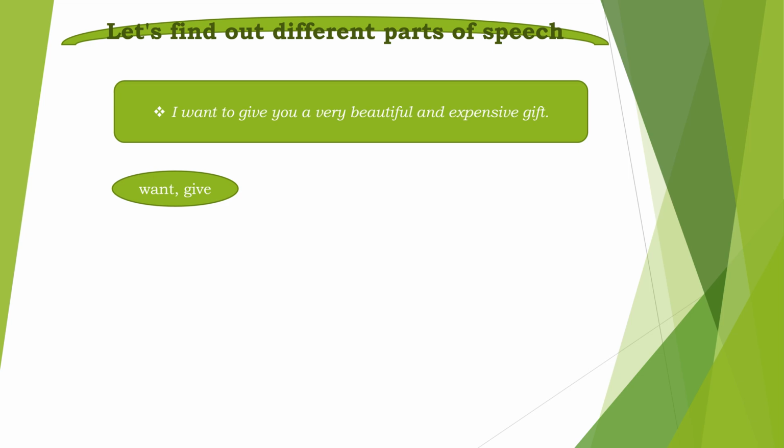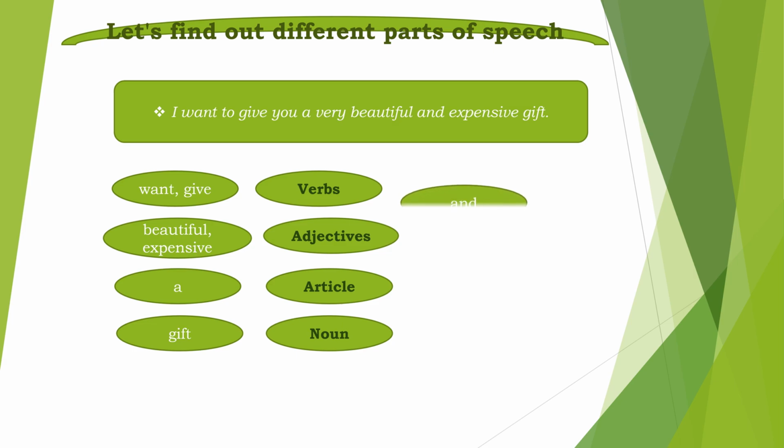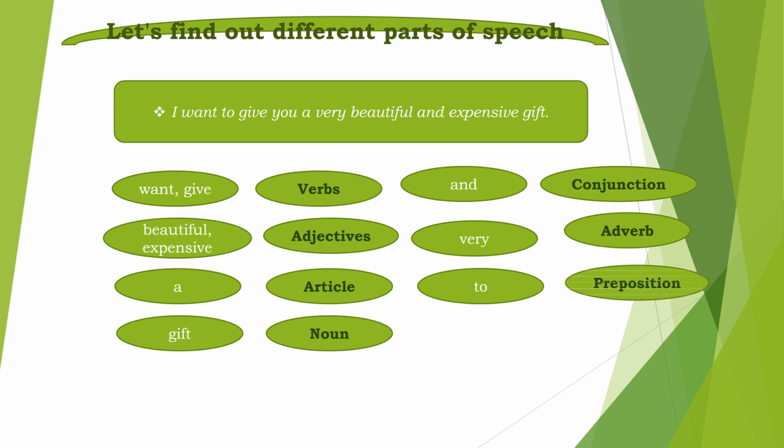Want and give are verbs. Beautiful and expensive are adjectives. A, or we can say a, is an article. Gift is a noun. And is a conjunction. Very is an adverb. To is a preposition. So far, we have found 7 different parts of speech in this sentence.